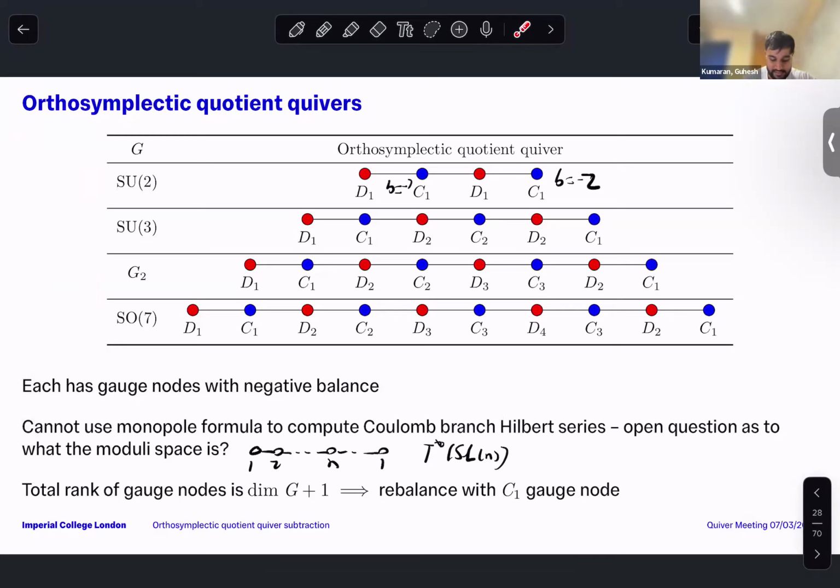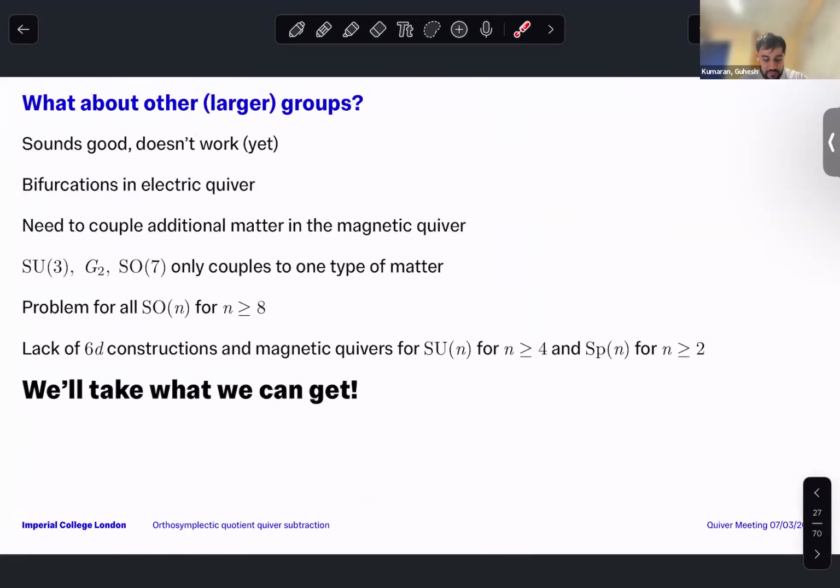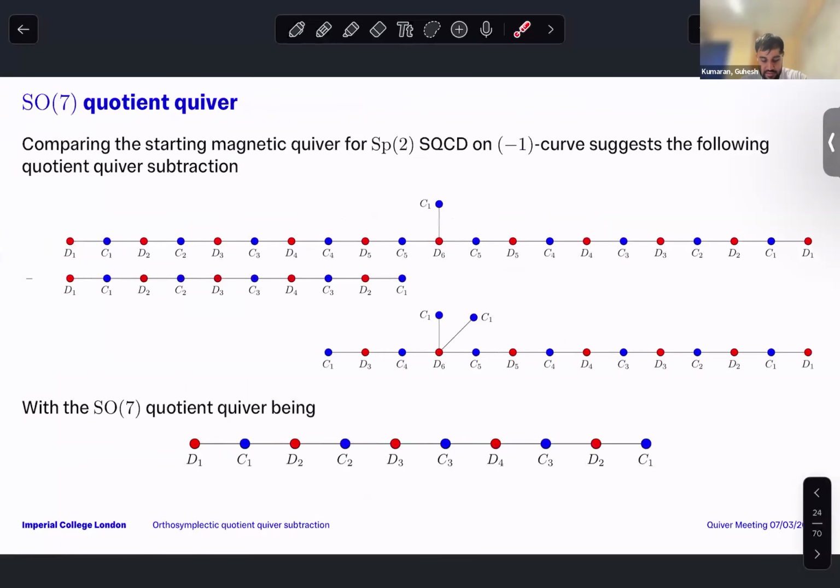The second thing to note is that the total rank of the gauge nodes is dim G plus 1. So dim of SU2 is 3, and the total rank is 4, which means that if you want to subtract it, you need to rebalance with a C1 gauge node, or at least a rank 1. We'll see later that it kind of has to be C1. And we saw this before when we did our subtractions. So you can see over here, when I do my C5 minus C1, I get a C4, but then the D6 was missing 1, so I added it on top.